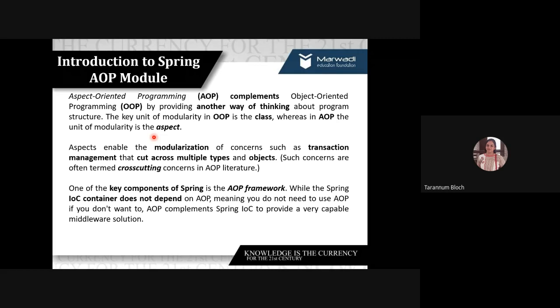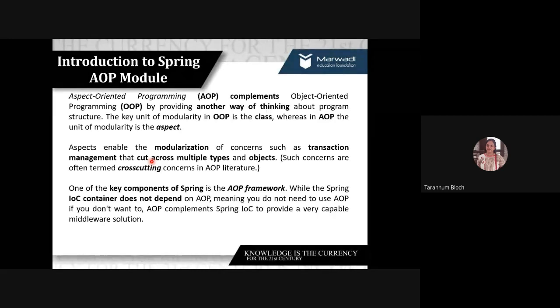It means that we are going to divide the entire software in terms of aspects, whereas in OOP, we divide it into classes. These aspects enable the modularization of the various concerns, because when you are having any software, you are trying to manage the transaction. Sometimes it is coming through multiple types and you are just mapping those objects, and you are having the new technology.